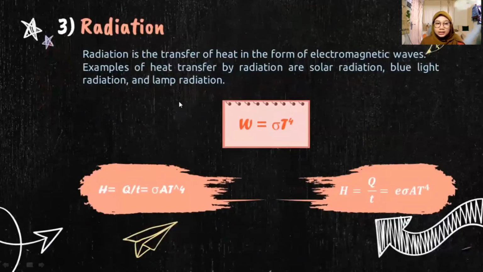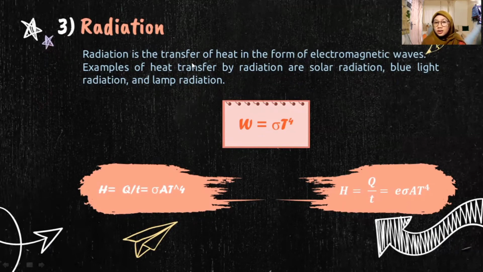Okay, the last type is radiation. Radiation is the transfer of heat in the form of electromagnetic waves. Examples of heat transfer by radiation are solar radiation, blue light radiation, and lamp radiation. Radiant heat rate is shown by the equation W equals sigma times T to the power of 4.